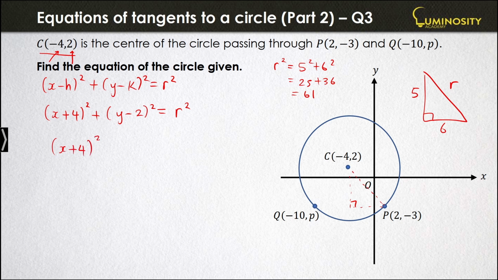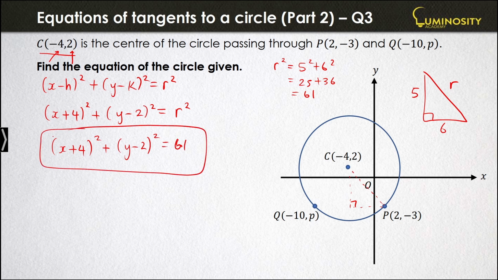Therefore, I can replace that. So it's (x + 4) squared plus (y - 2) squared equals 61. And that is the equation of this given circle.